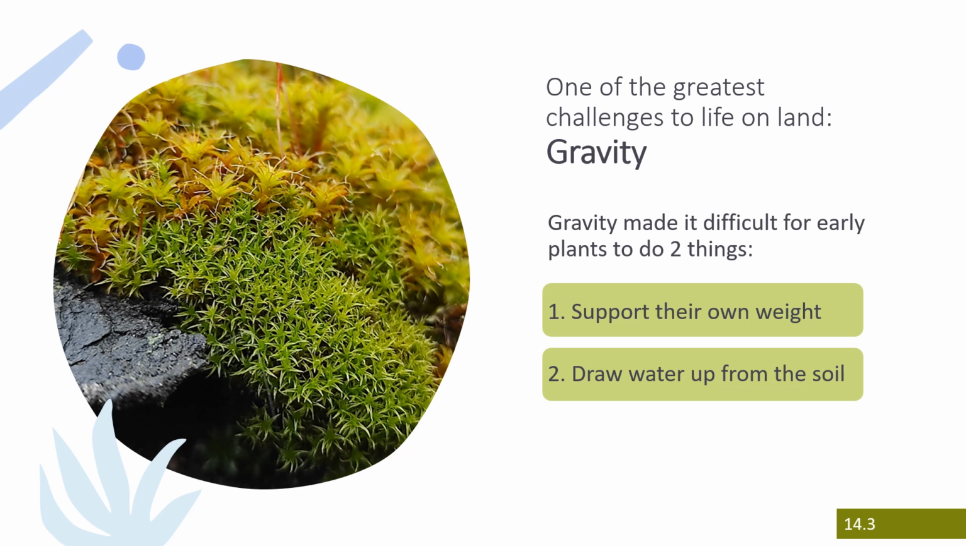Gravity affected early plants in two main ways. One, of course, they had to be able to support their own weight. So these early land plants were not very tall. Also, since they were no longer surrounded by water, they had to draw water from the soil, working against gravity.